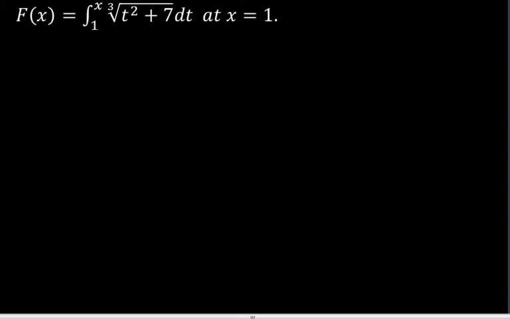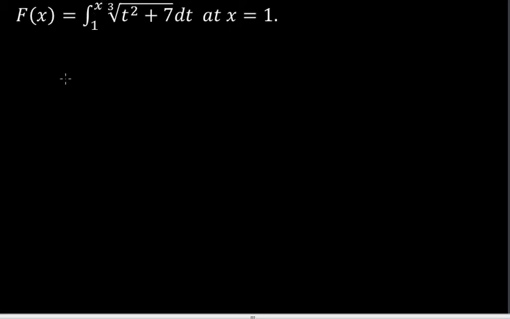Here's an example of the type of problem you'll be asked in this section. Every single problem is just testing to see if you know the fundamental theorem and what it says. And of course, it requires previous knowledge from Calc 1 and Pre-Calc. So here we have a function given to us. Capital F of x is the integral from 1 to x.